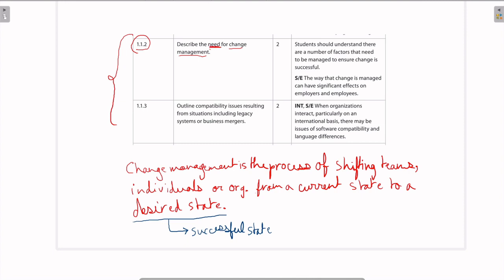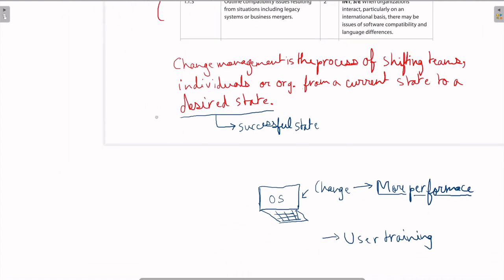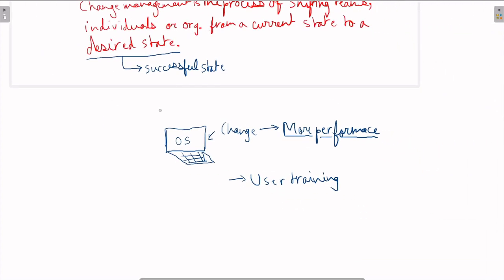The main point here is not change management itself, it's the need for change management, right? So how do we do that? Okay, so now that we've talked about what change management is, think about why someone would need change management. So I'll take this example only.